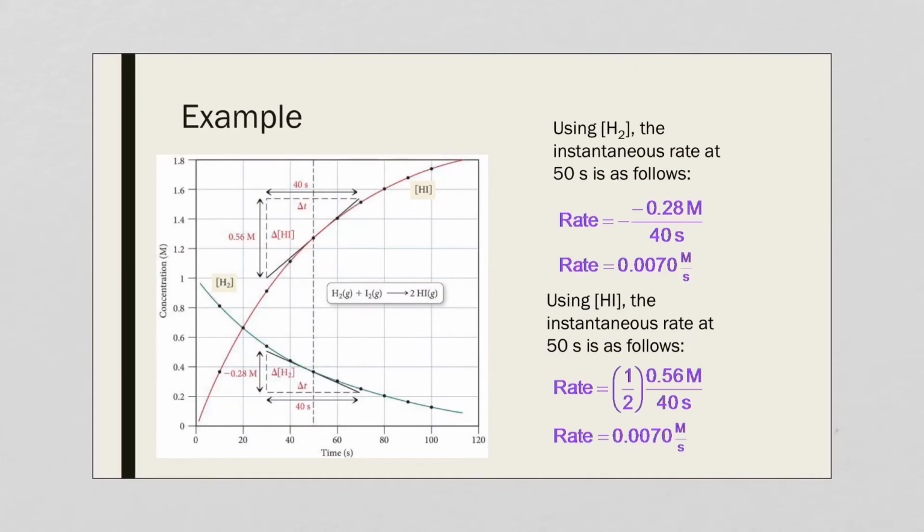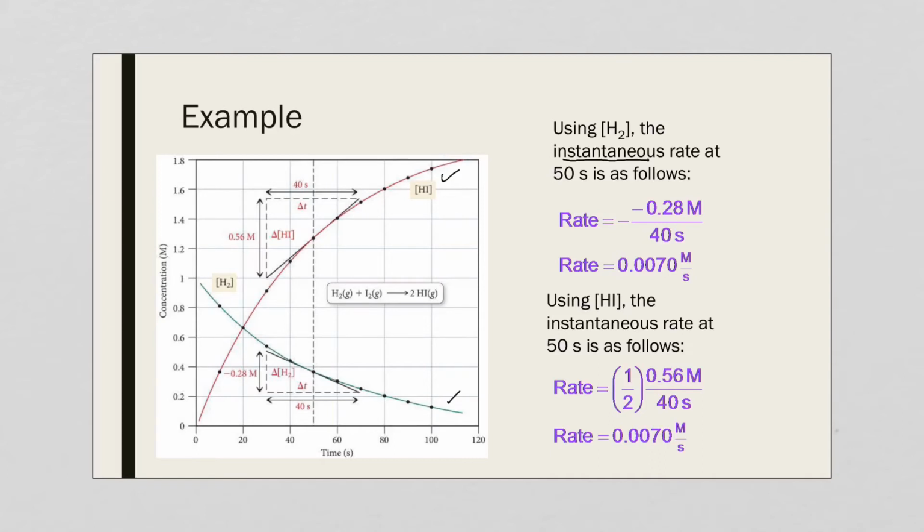So we're going to calculate what's called the instantaneous rate. Now, the instantaneous rate is the rate at any given time during the reaction. So the way that we would get that is that we would look at our rate curve. So we look at either our green curve here for H2 or our red curve for HI, and we pick a point.